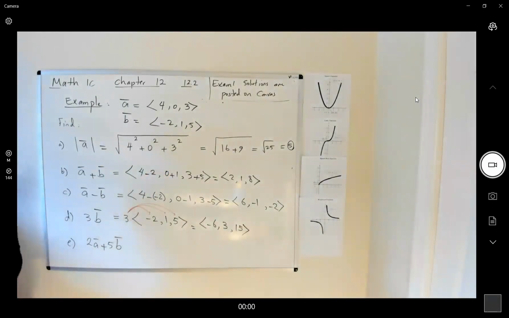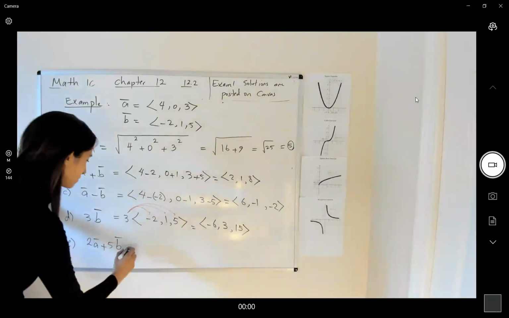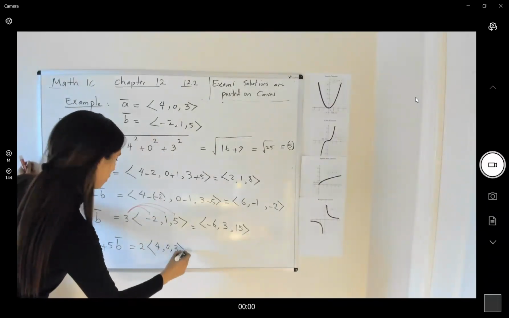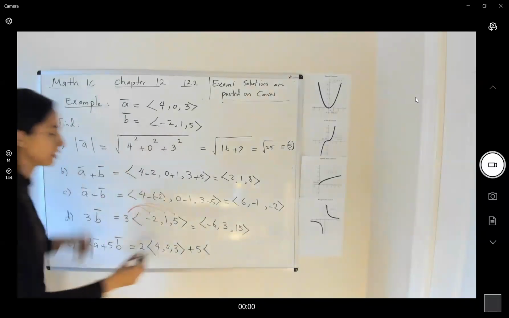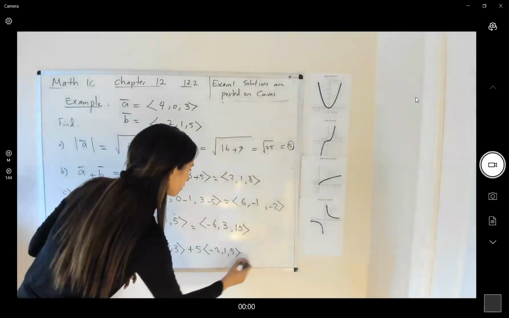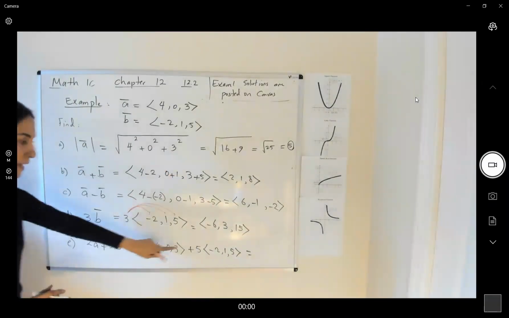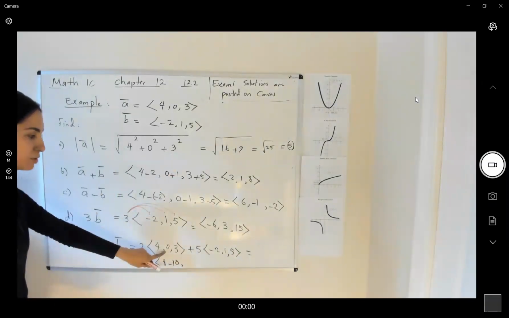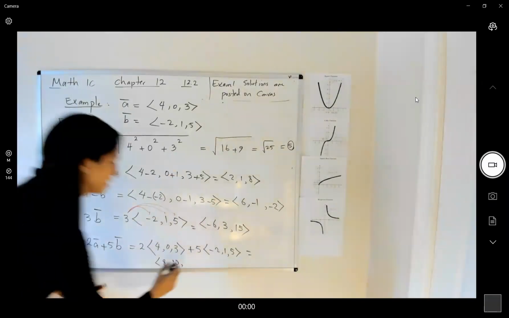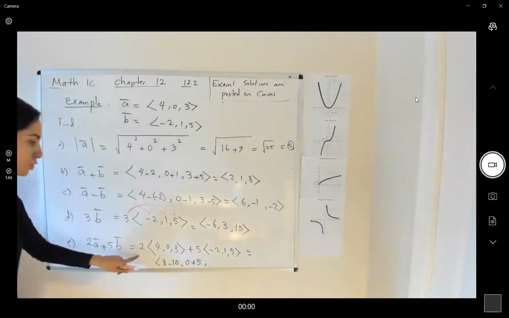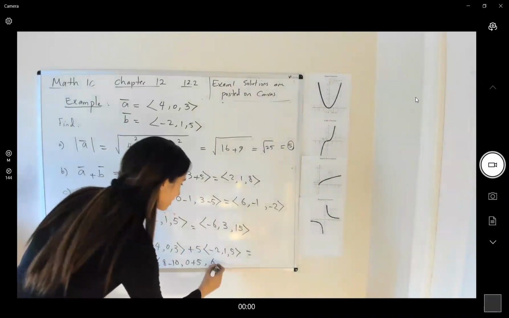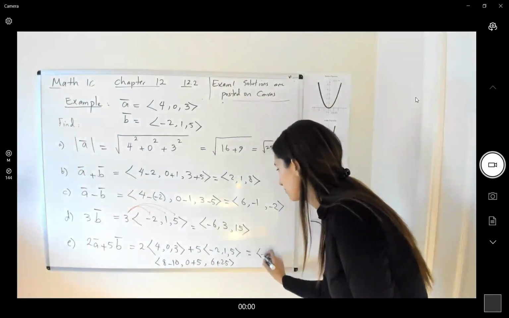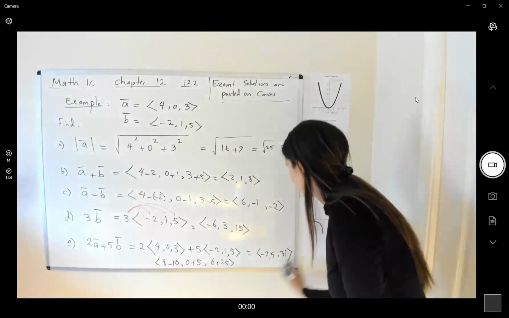And finally, 2 times A plus 5 times B. 2 times the first vector, (4, 0, 3), plus 5 times the second vector, (-2, 1, 5), which is equal to 2 times 4, 8, minus 10, comma, 2 times 0, 0, plus 5 times 1, and 2 times 3, 6, plus 25. This gives you -2, 5, and 31.